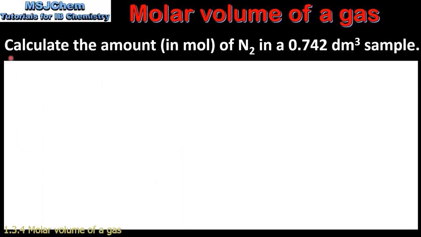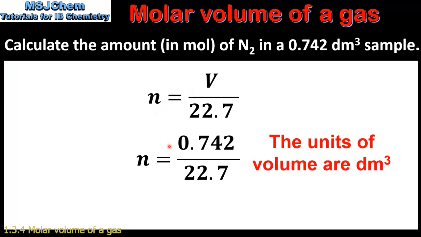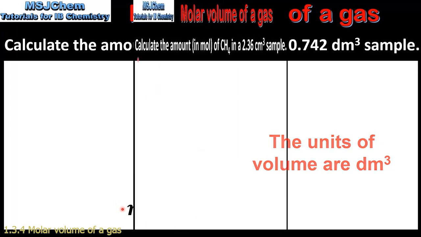In the next example, we'll calculate the amount in moles of nitrogen in a 0.742 decimeter cubed sample. So we'll use this equation, which is n equals V divided by 22.7. The volume of nitrogen is 0.742 decimeters cubed, which we then divide by the molar volume of a gas at STP, and this gives us an amount of nitrogen of 0.0327 moles.